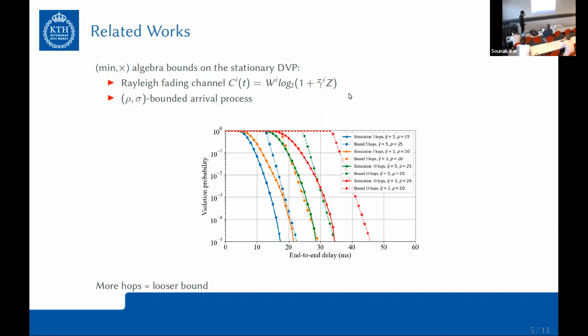This is the stationary case for the Rayleigh fading channel with like 5 hops and 10 hops. I show them with the rho of 20 bits and the average SNR of 5 dB and 3 dB. But what we see here in terms of milliseconds, there is a considerable gap between the tightness of the bounds and the actual curve, right, or the simulation. But why do we care about this?